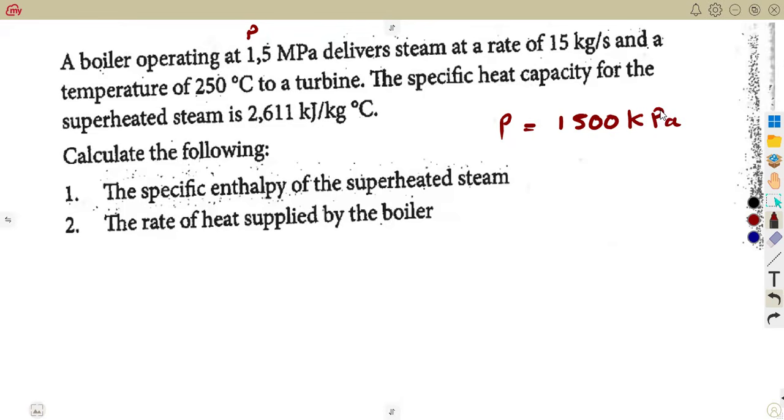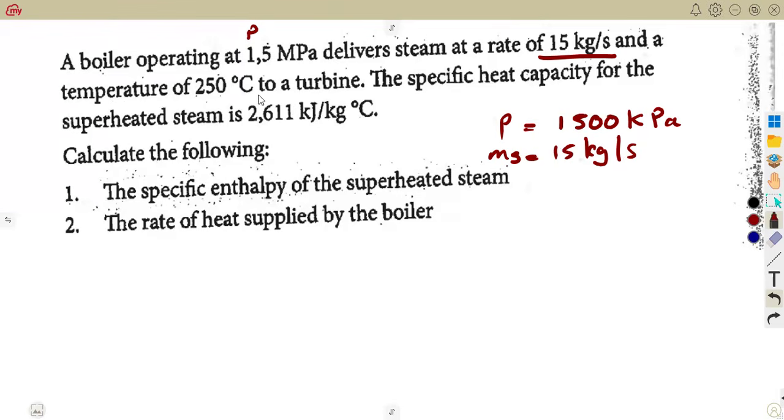Remember I said pressure is given in what? Kilopascal. So they're saying this boiler with this pressure delivers steam at this rate. This is the mass of steam, but it is given in kilograms. Take note there, 15 kilograms per second. It's not usual. The usual one that we are used to is kilojoules per kilogram. So this has to affect our answers, this part.